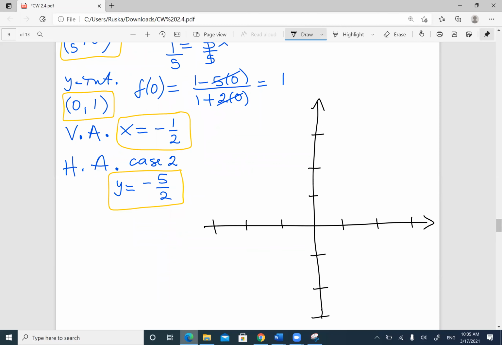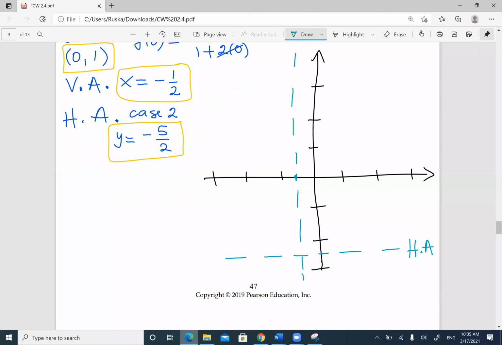So let's put the asymptotes first. We have vertical x is negative 1/2, here. So this is my vertical. Horizontal is negative 5/2, which is negative 2.5, right? So this is the horizontal asymptote. Then this is your vertical asymptote. And let's put the points.